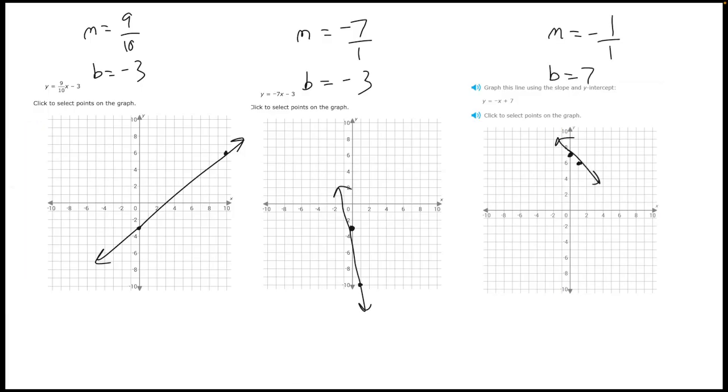And for this last problem, hopefully you remember that if you don't see a number in front of the x, that means there's an invisible 1 there. So this was -1/1. We plotted our y-intercept as 7. Then we went down 1, right 1. And here is our graph.